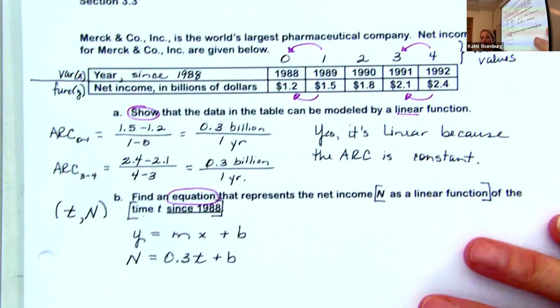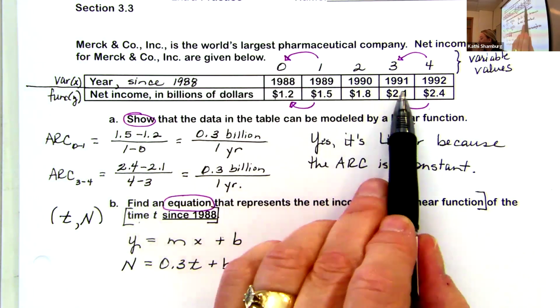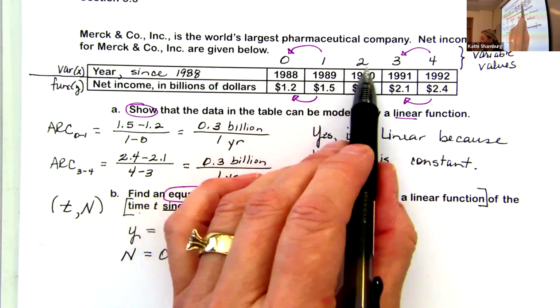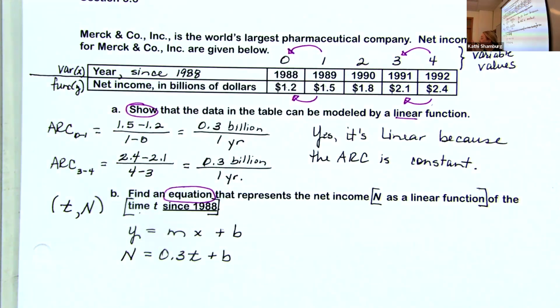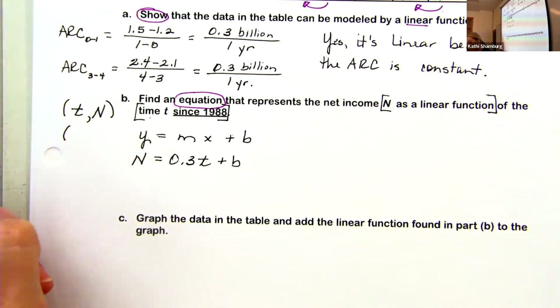Okay, looking at my table, how many ordered pairs do I have? 5. 1, 2, 3, 4, 5. I have 5 ordered pairs, and I would use 0, 1, 2, 3, 4 as my x variable. Does it matter which one I choose? No, they would all yield the same answer. I typically choose the first one. It does not matter. So what is that first ordered pair?